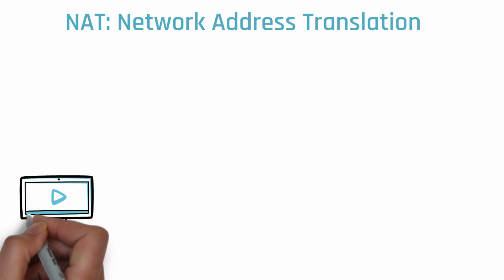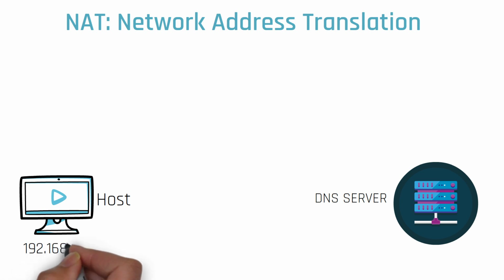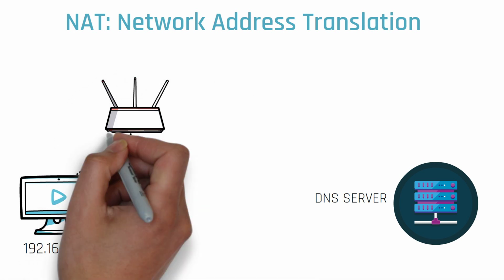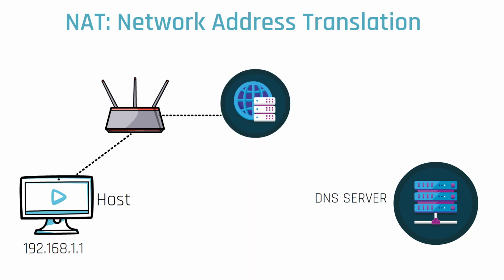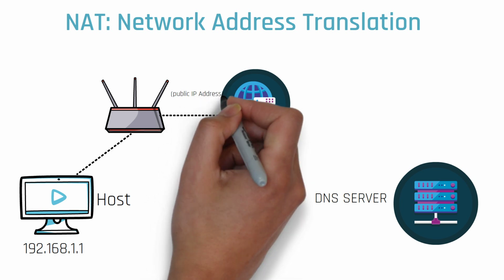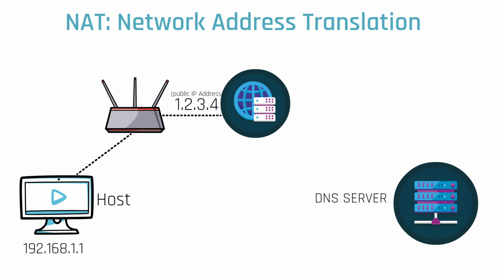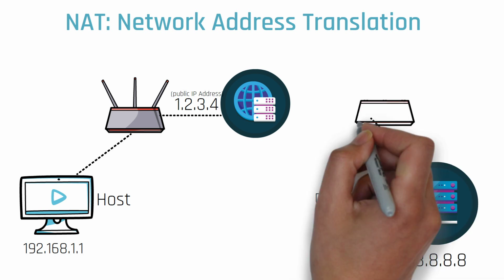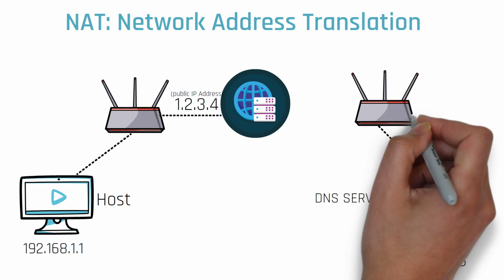Let's assume we are the host and we are connected to a DNS server. Our IP address happens to be 192.168.1.1 and we are connected to the home router, and the home router is connected to the ISP. The ISP has provided us the public IP address of 1.2.3.4, and on the other side somewhere there is a DNS server or any server for instance, which has IP address 8.8.8.8, which happens to be Google's DNS, and it is also connected to a router somewhere.